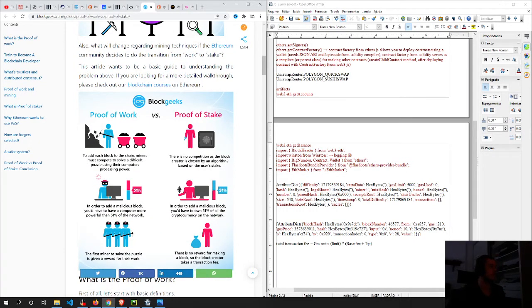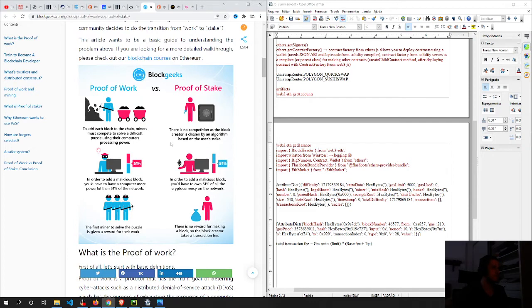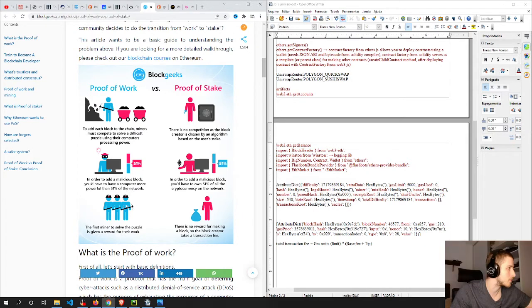Understanding the problems. Okay, to add each block to the chain, miners must compete to solve a difficult puzzle using their computer processing power. To add a malicious block, you'd have to have a computer more powerful than 51% of the network. The first miner to solve the puzzle is given a reward for the work.